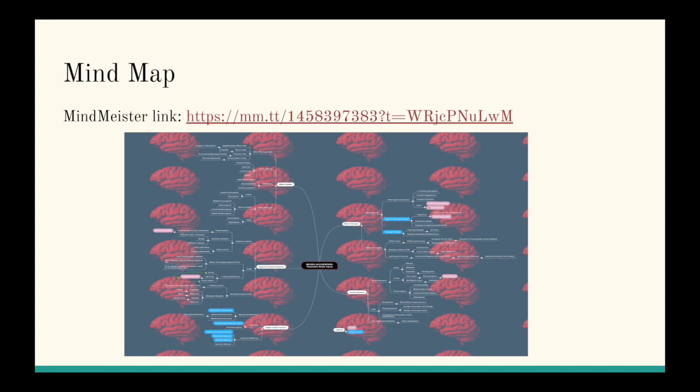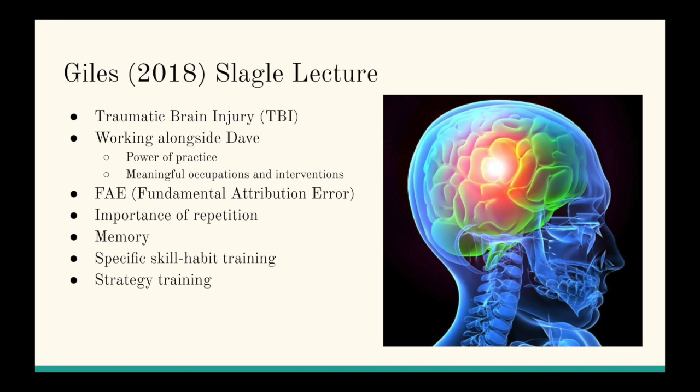Here is a little screenshot of our mind map that we created and the link that goes with it as well. The article we selected was the Giles 2018 Slagle lecture. This article focused on the effects of traumatic brain injuries and was centered around one individual in particular named Dave.